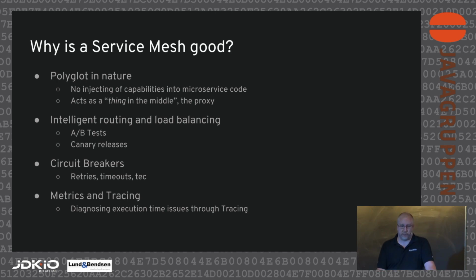Then there's metrics and tracing. So diagnosing issues through tracing is a key feature that everyone wants. We want to be able to observe what's going on with our microservices, to know whether they're performing as we expect or whether there's any issues we need to start diagnosing.